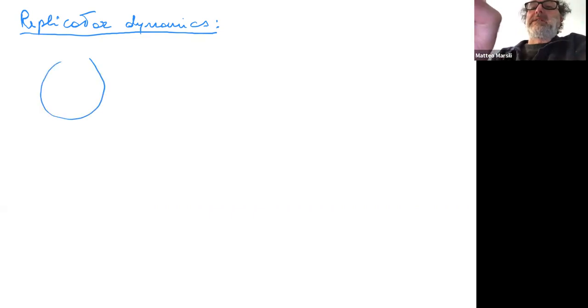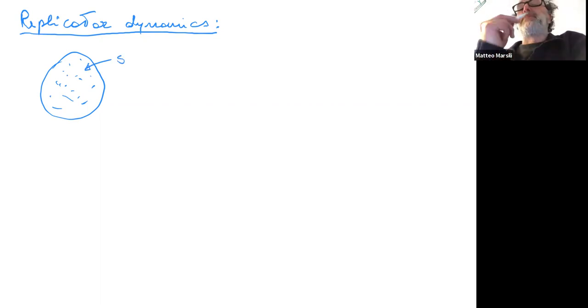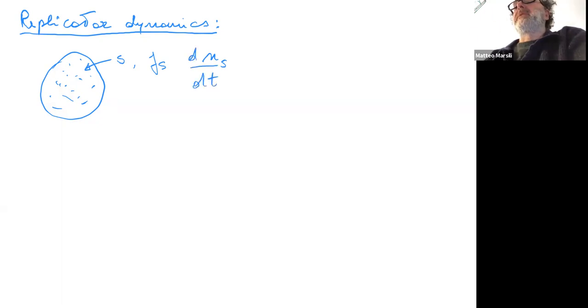So again, we think there is a population of individuals, and in this population each individual is playing a particular strategy S, okay, or is of type S. And the fitness of these individuals is a number Fs, okay? And so essentially if Ns is the number of individuals of type S in this population, then the evolution of the number of individuals is given by the fitness times Ns. So this tells you that essentially the fitness is how fast species S reproduces, okay?